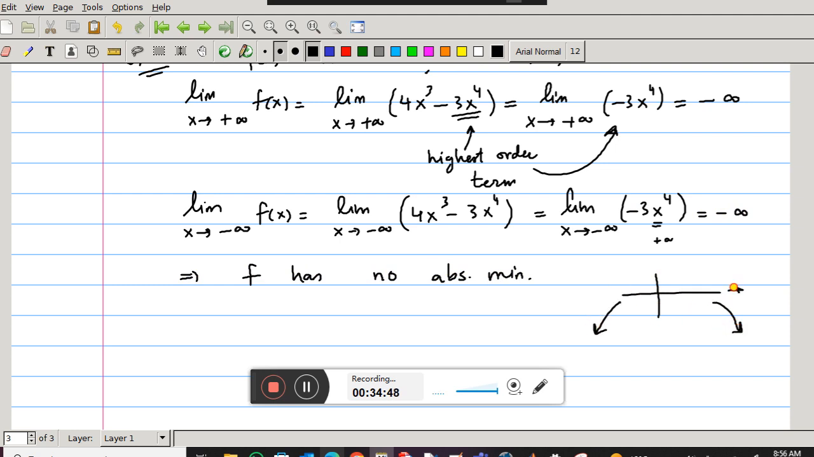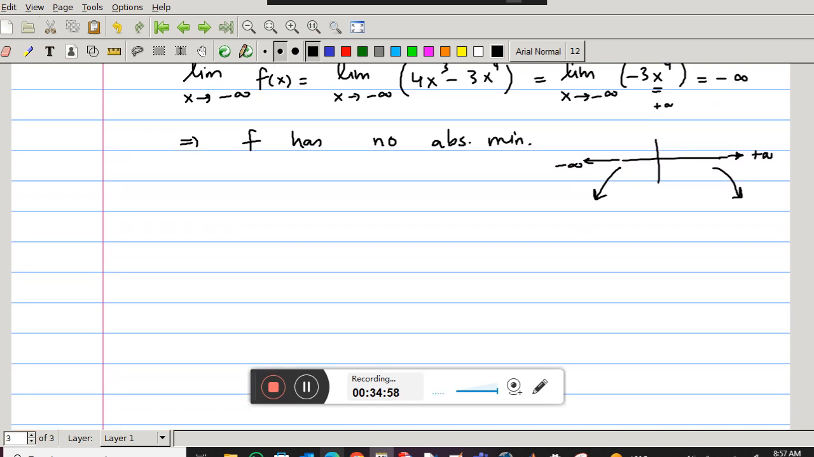Minima is not there because my function is going down on both sides. At plus infinity, it is going down, at minus infinity it is going down. Now in between it may have something, so I have to find the critical points now. In between I have a maxima at critical points. So to look for absolute maxima, we need critical points.